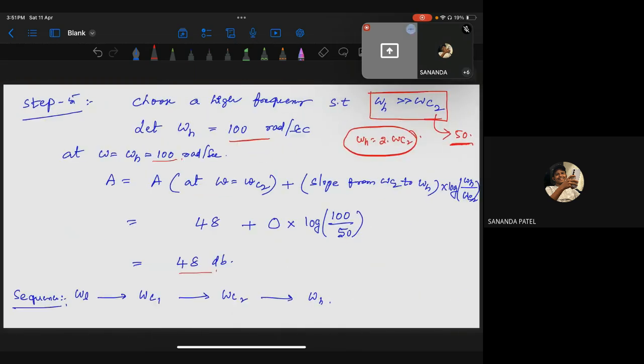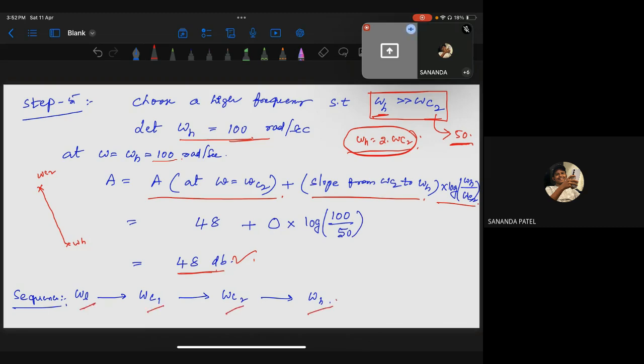Next, finally, after omega c2, we are going to choose omega h, which is equivalent to 100. We are choosing that as practically 2 times omega c2. So again, we are doing the same thing. This is omega c2. This is omega h. Again, we take the omega c2 value plus the slope multiplied by x, so we are getting 48 dB. So this is how your sequence goes: omega L, omega C1, omega C2, omega H.